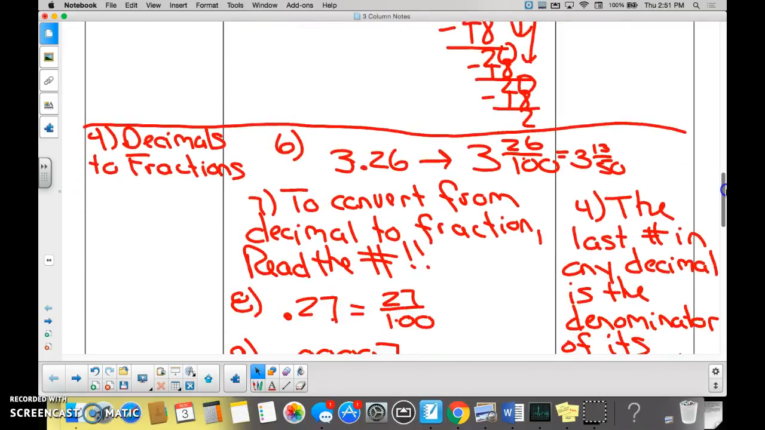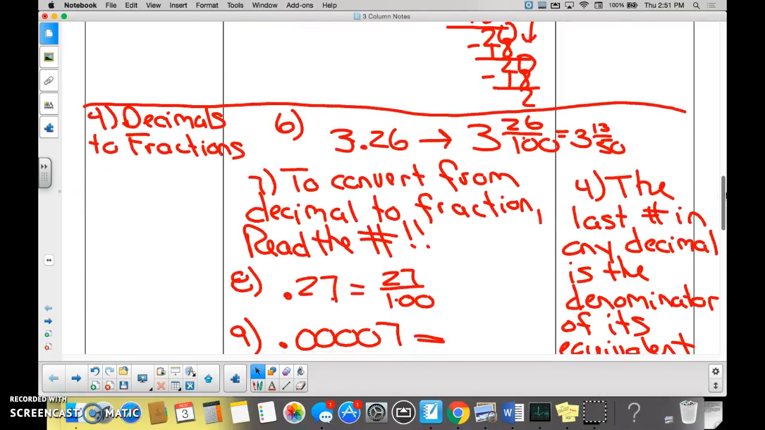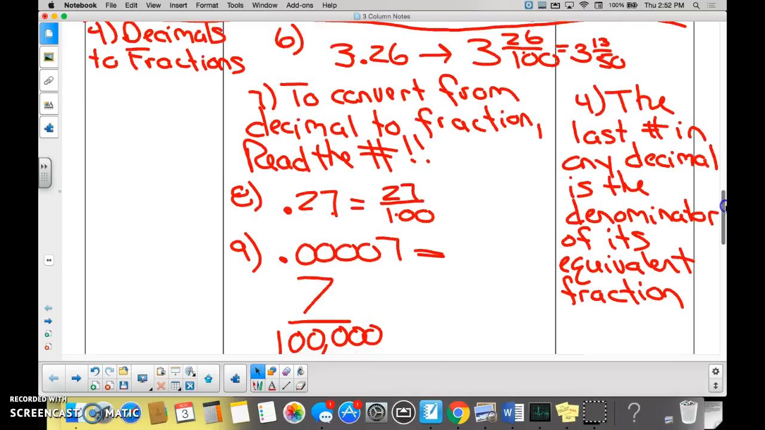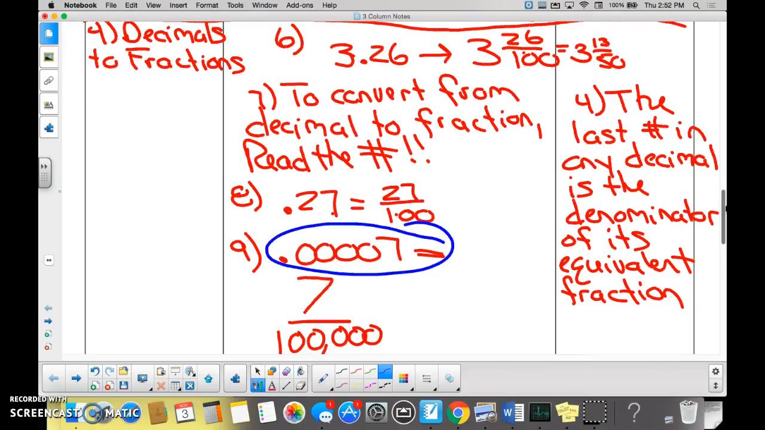Decimals to fractions. Read, right? I think what we were hearing from Tyler is that for a problem like this, you take your 7 and put it in the numerator. Great. 7 what? Tenths, hundredths, thousandths, 10,000s, 100,000s. 7 over 100,000.